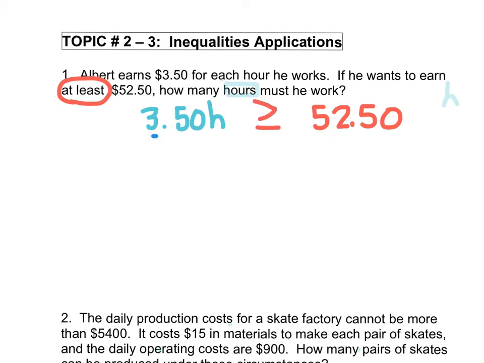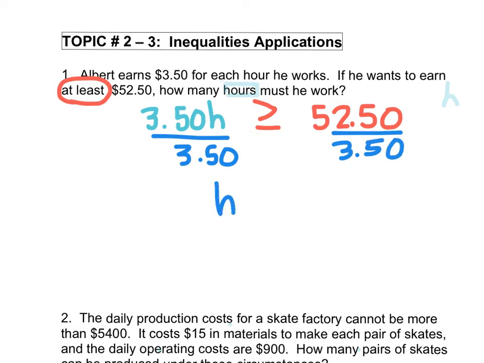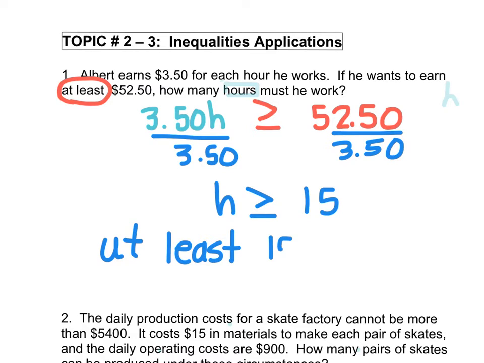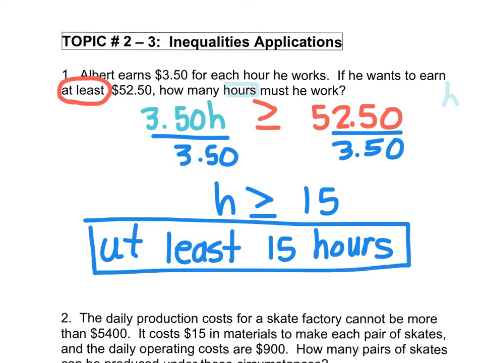Now we'll go about solving this inequality by dividing by 3.50 in order to isolate the variable. So H is greater than or equal to 15. That means Albert must work at least 15 hours. Remember to put your label of hours on there and to write it using words so that we know you understand. Let's go to number 2.